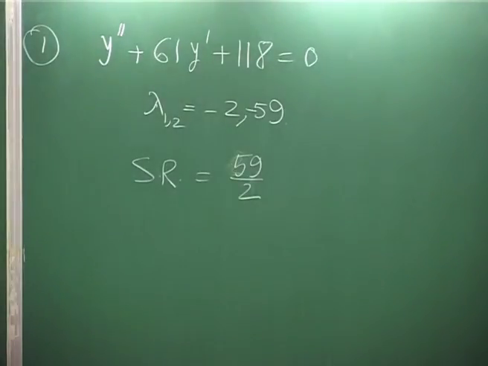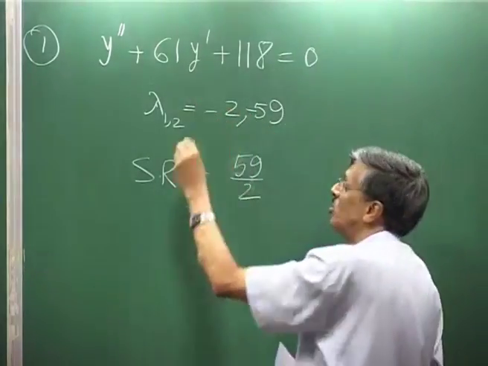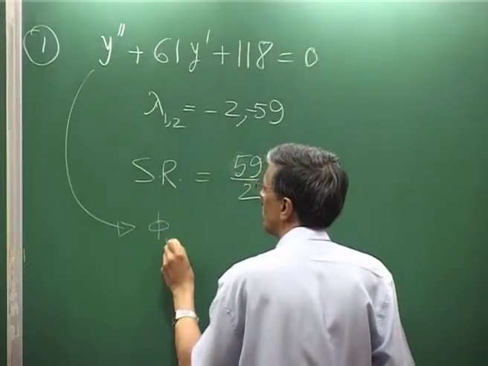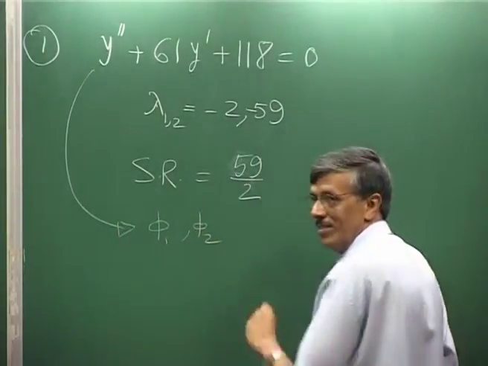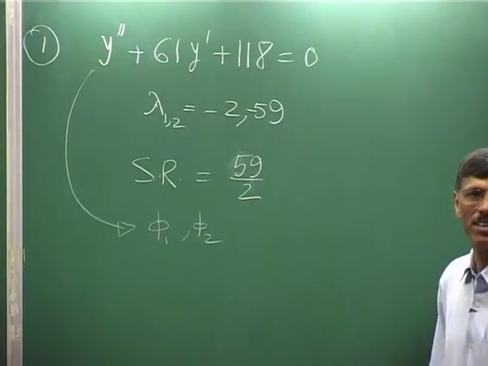So, how do you go about solving it? You have two modes, right. So, two modes means let us say we call those modes phi 1 and phi 2, right. So, if I have these, what is my solution?